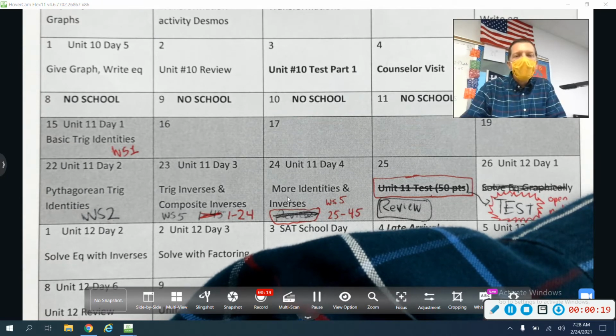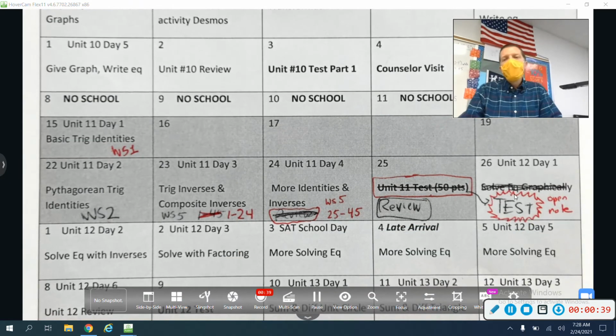Today we'll do a little bit more with, not with identities really, but with inverses, and we'll finish up that worksheet. And you might have time to finish today. We'll see how it goes. But it's not a super long lesson. And yeah, it's 20 questions, but they go pretty quick. So I think you'll be able to finish today, maybe get started on the review, and I think you'll be well prepared for the test.